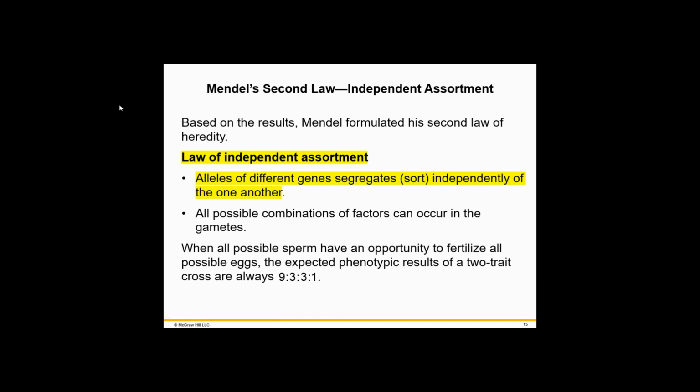So when Mendel was looking at all of his results, he came up with his second law of independent assortment. This is where alleles of different genes will segregate or sort independently of one another. And this will give you all possible combinations of factors that can occur in different gametes.